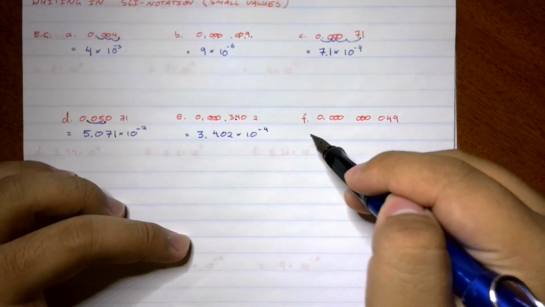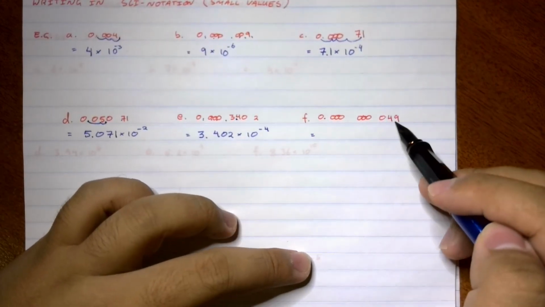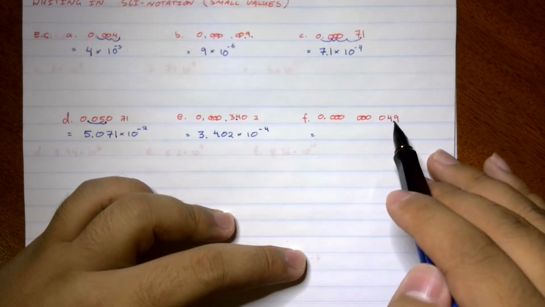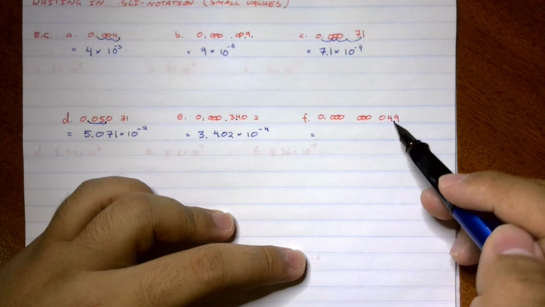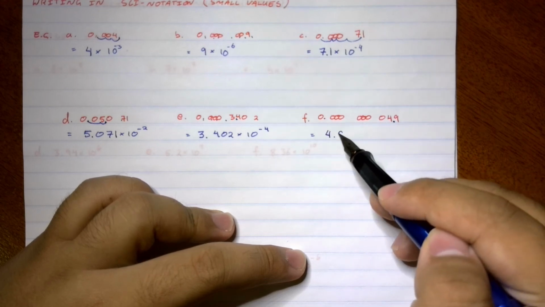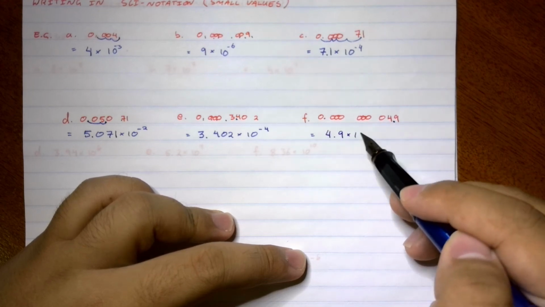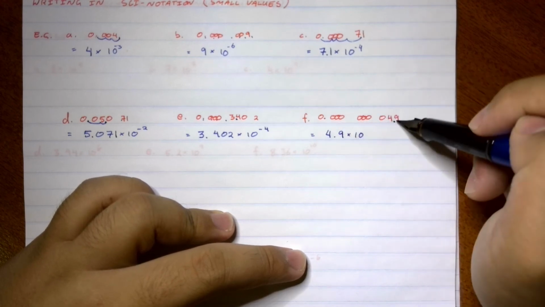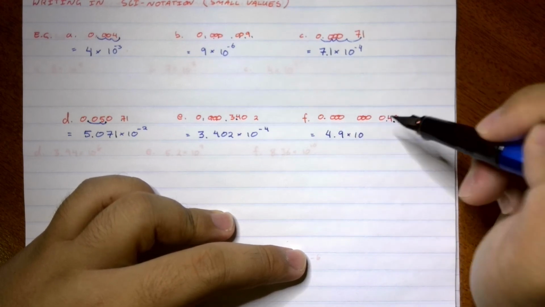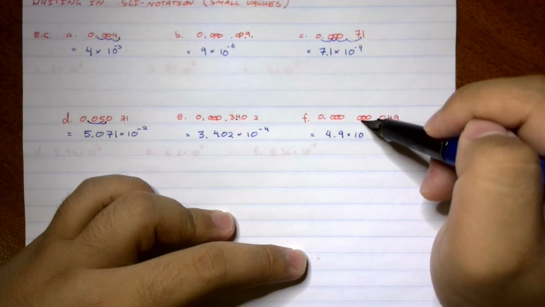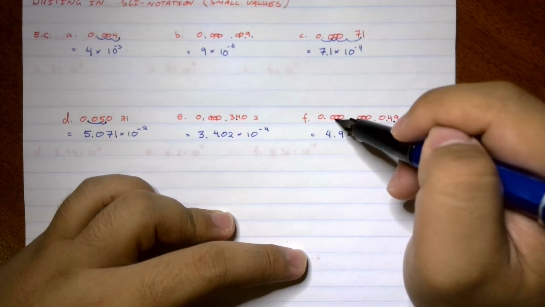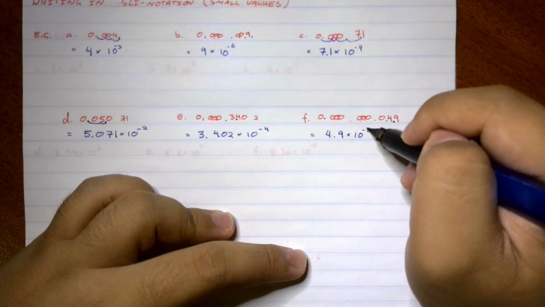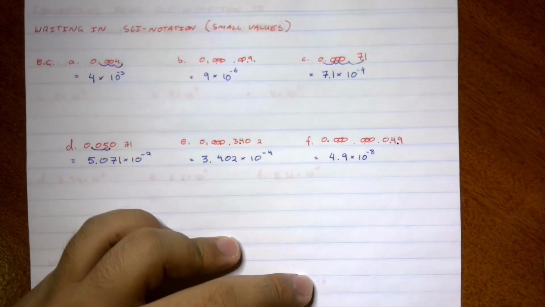And last one, here we go. Once again, we place a dot behind the first digit that we see, which is 4. It's going to become 4.9 times 10. And we count how many spaces it'll take to get back to here. So it's going to be 1, 2, 3, 4, 5, 6, 7, and 8. 10 to the power of negative 8.